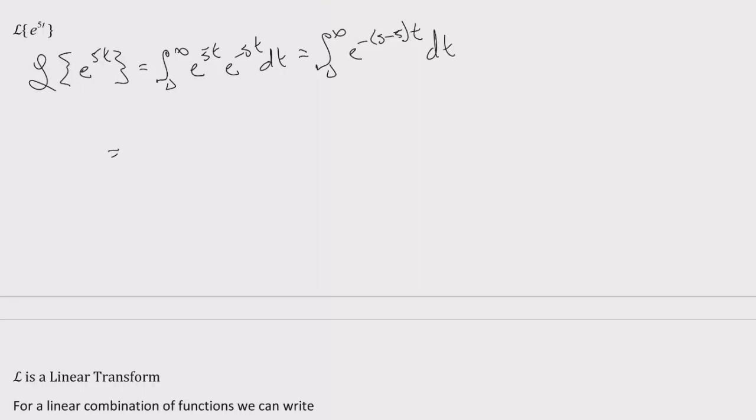which, using our little u-sub technique we've done many a time, is going to give us a negative 1 over (s minus 5). So negative e to the negative (s minus 5)t over (s minus 5), evaluated from 0 to infinity. And that e term is going to simply simplify down to 1. So we're left with 1 over s minus 5.